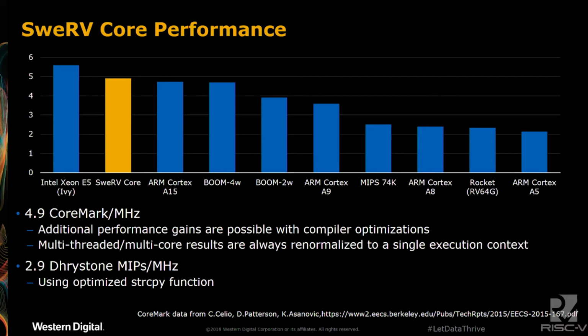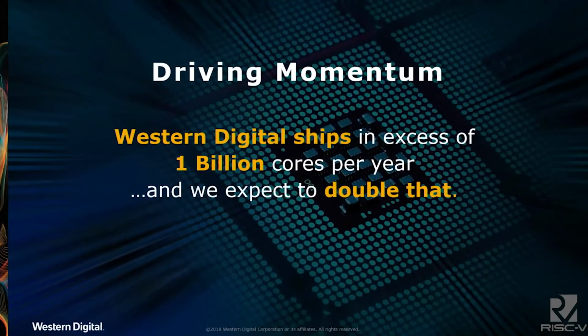We didn't do anything with the compiler. We didn't change the compiler. That's out of the box using the compiler as is. And these are all single-threaded results. And then our DMIPS per megahertz, we're 2.9 DMIPS per megahertz. That's our score right now. And to do that, we used an optimized string copy function. And that's pretty much it.